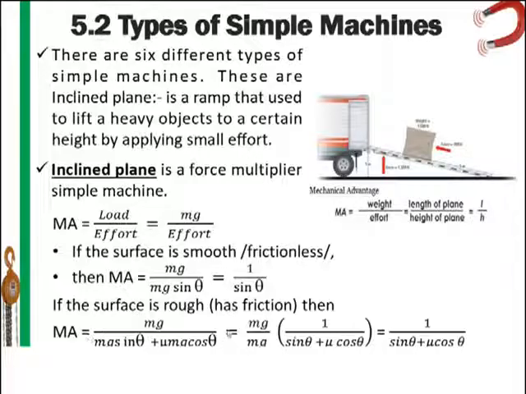So, in other words, for a rough surface, the mechanical advantage is equal to mg over mg sine theta plus mu mg cos theta. And we can simplify that by taking the mg's out and putting them outside a bracket, which has 1 over sine theta plus mu cos theta, where mu is the coefficient of friction. And so that then gives us an expression for the mechanical advantage being equal to 1 over sine theta plus mu cos theta.